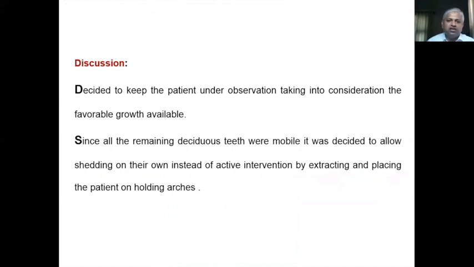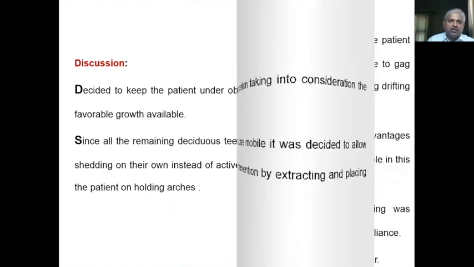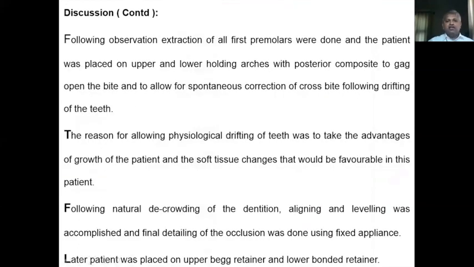Since all the remaining listed teeth are mobile, it was decided to wait for them to settle on their own instead of active intervention by extracting and placing the patient on holding arches. Following observation, extraction of all fistulas was done, and the patient was placed on upper and lower holding arches with posterior composite to open the bite. That means to open the bite, relieve the occlusion, and allow for spontaneous drifting. The reason for allowing physiological drifting of teeth was to take advantage of the growth of the patient and the soft tissue changes that will be favorable in this patient.